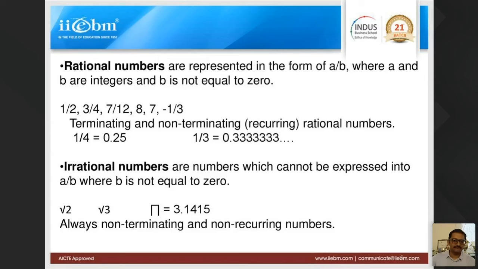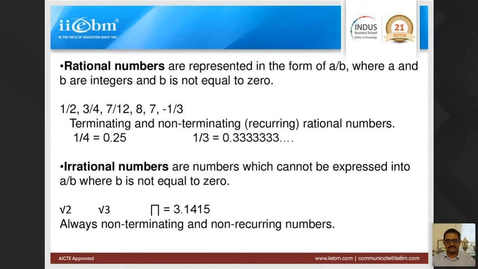In the same way, if we consider 1 by 4, a rational number in the form of a by b, and b is not equal to 0, what is the valuation of 1 by 4? It is 0.25. So these kinds of rational numbers, which are represented in the form of a by b, where b is not equal to 0, are terminating. They are able to have exact division. The remainder is 0 always.